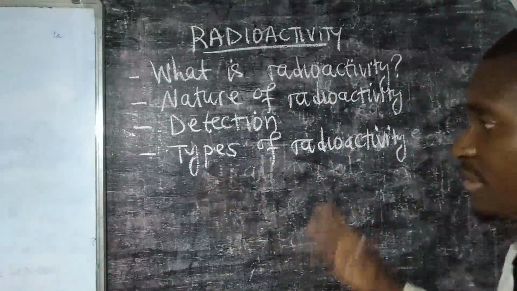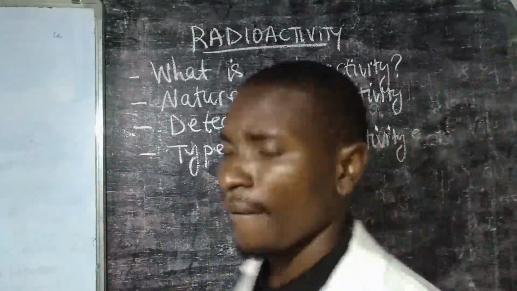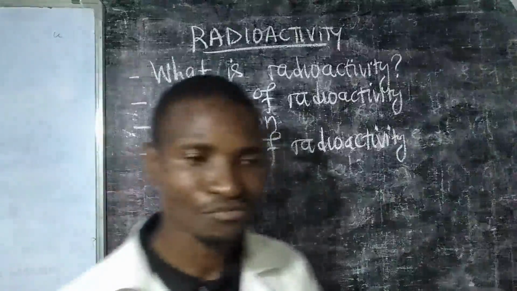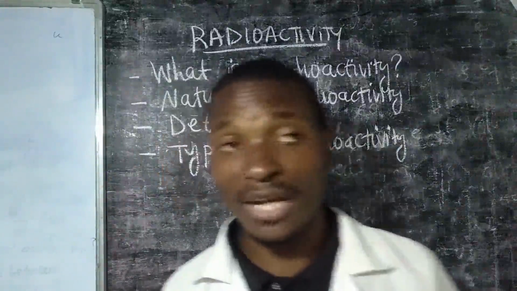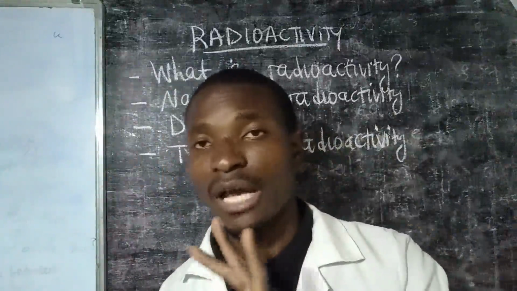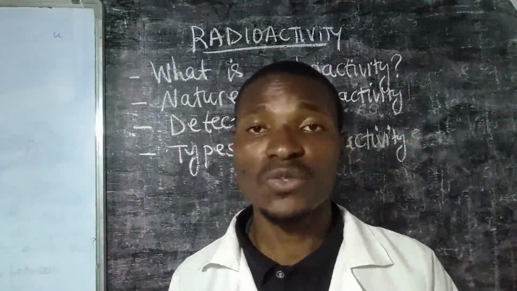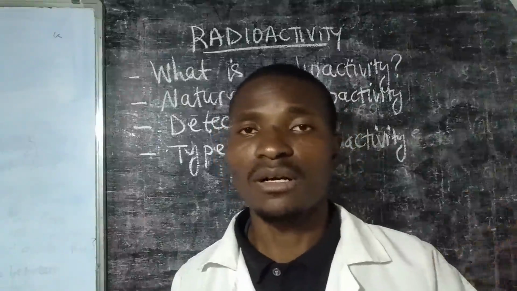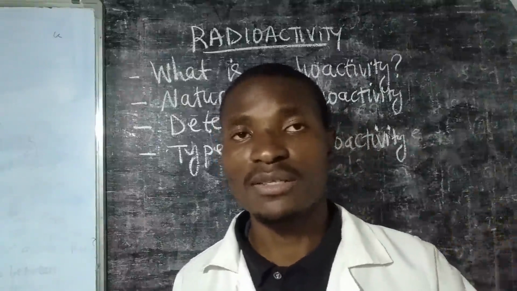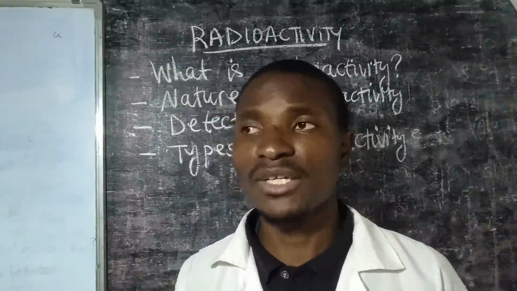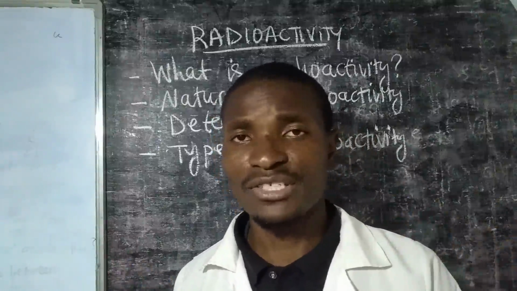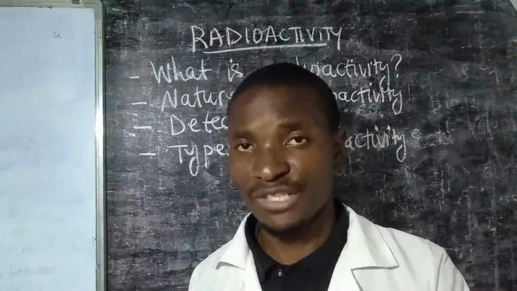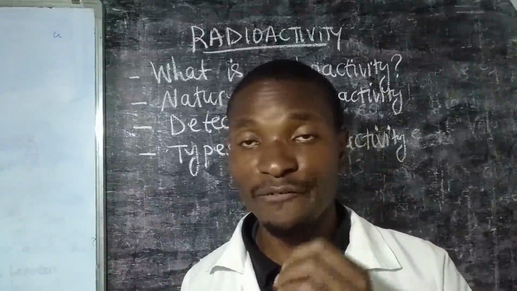And then lastly, not the least, we shall look at the types of radioactivity. In summary, there are three major types of radioactivity. The first one is alpha radiation, beta radiation, as well as gamma radiation. So these are the major three types of radioactivity. Get to understand these major types, because they are the ones that come in the final exam.